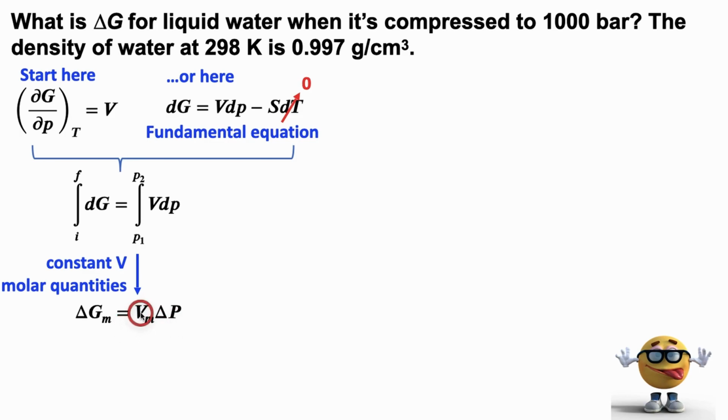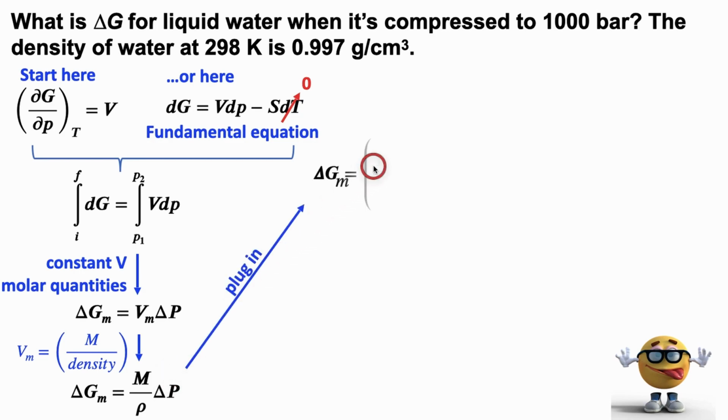Now, we have the molar volume, but we're given the density. So to convert the molar volume into the density, we can use this nifty equation. You may have another way to do it. Molar mass divided by the density. If you do that, you have units of volume over moles, which is what we want. So if we plug that into here, we basically have everything we need. So we can plug in our numbers.